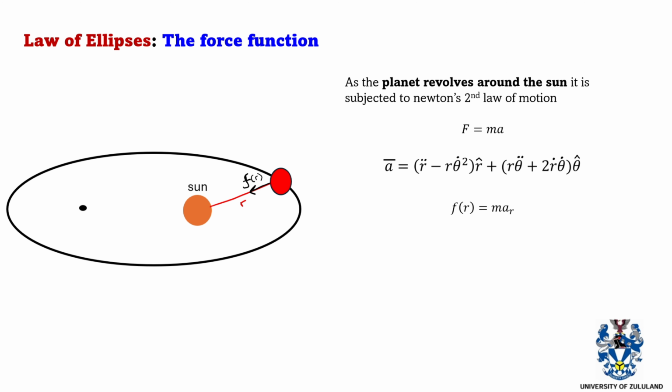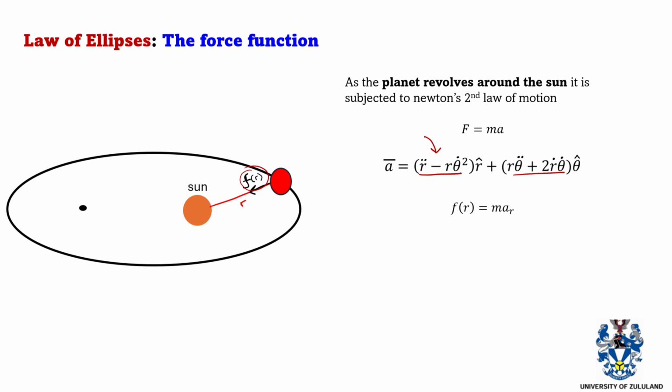So basically, the acceleration given in polar coordinates has two components. It has a radial component as well as a transverse component. The radial component is this one, given by r double dot minus r theta dot squared, times r cap, and then this is the transverse component. But when we are looking at the force function, we are looking at the radial force, the force that is acting along the line connecting these two objects together. So we are only going to consider the radial acceleration.